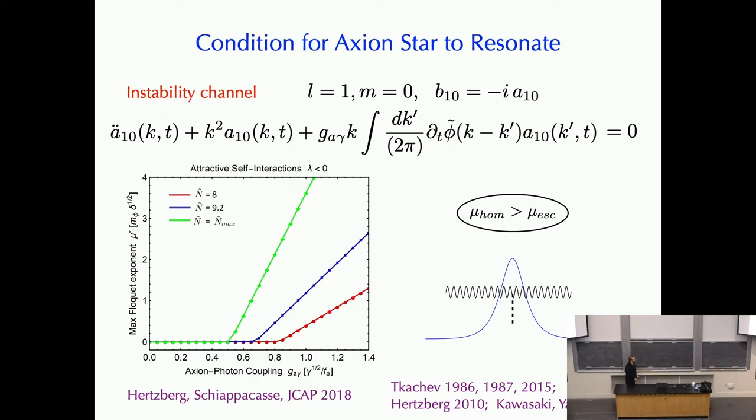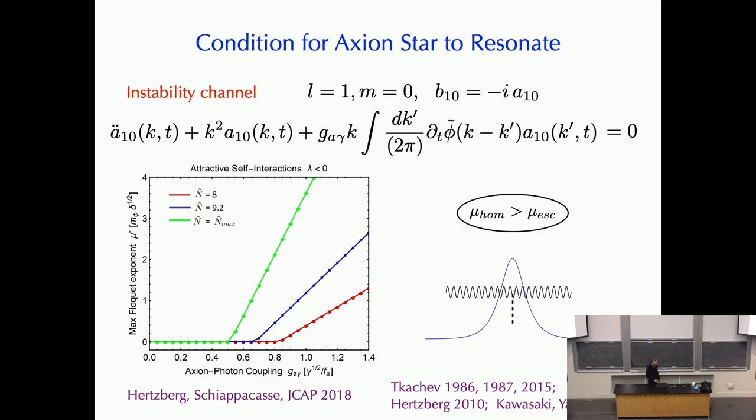And you can understand that physically as follows. If the coupling of the axion to the photon is too small, then as the axion tries to pair produce photons, they essentially leave the star too quickly, and then Bose-Einstein statistics becomes ineffective. But if the coupling is large enough, they pair produce so rapidly that the photons sit on top of one another as they leave, and Bose statistics kicks in, and you get exponential growth. So this is an exponential rate here.